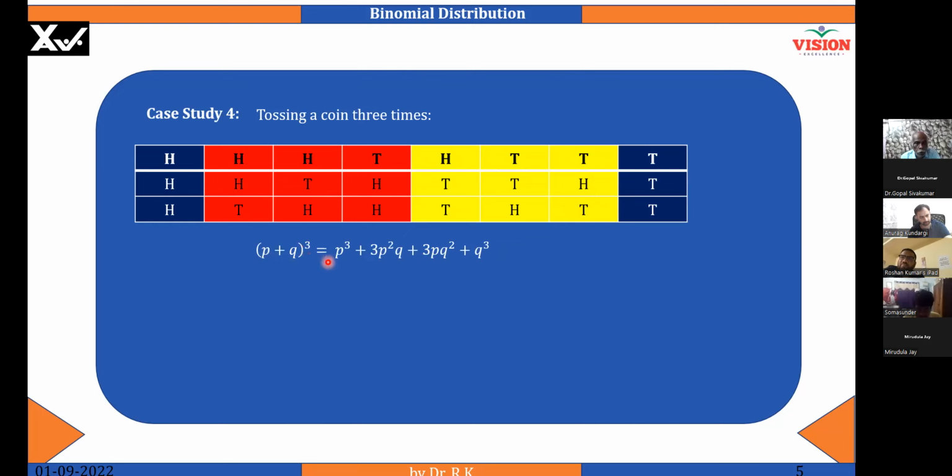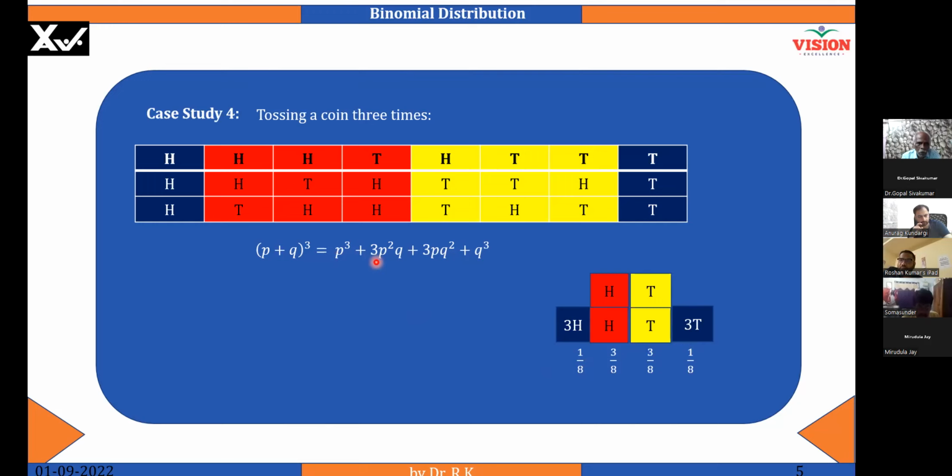What is (p plus q) whole cube? p cube plus 3p squared q plus 3pq squared plus q cube. So the probability of 3 heads falling, all the time head falling, is p cube. What is p cube? 0.5 into 0.5 into 0.5 is 0.125. 5 into 5, 25, 25 into 5 is 125. Similarly, for 3 tails, it is 1 by 8, because 1 by 2 cube is 1 by 8.